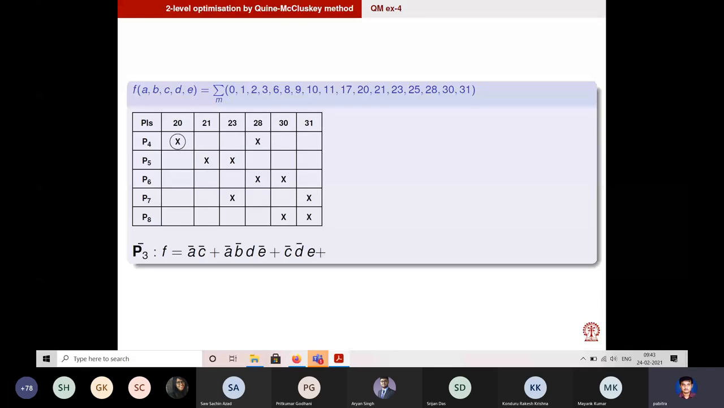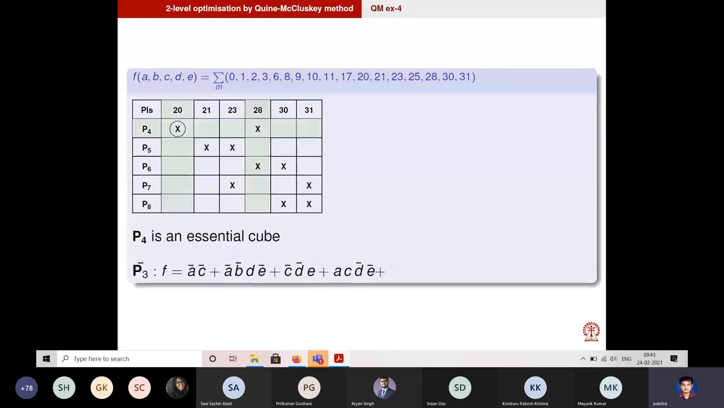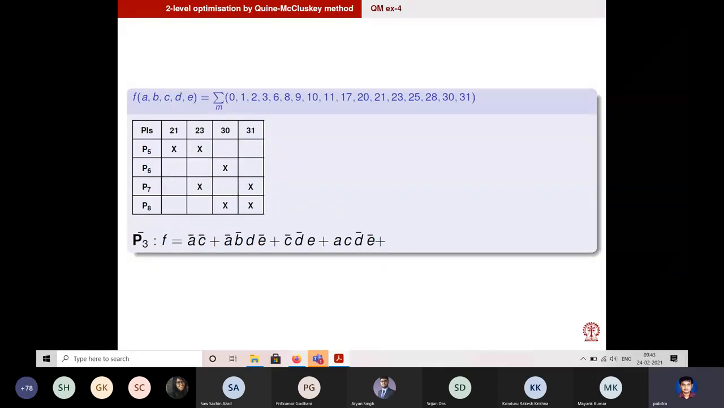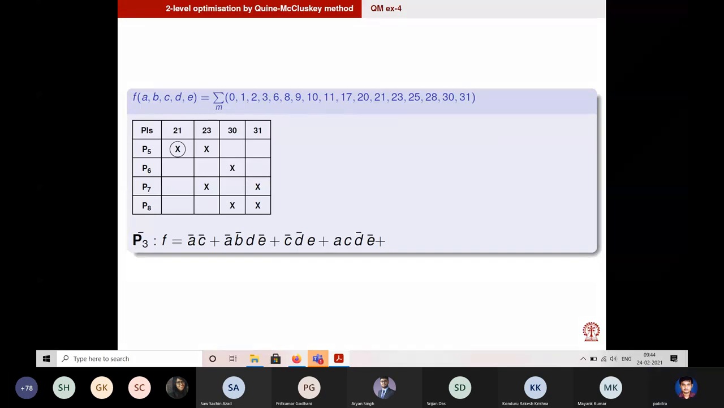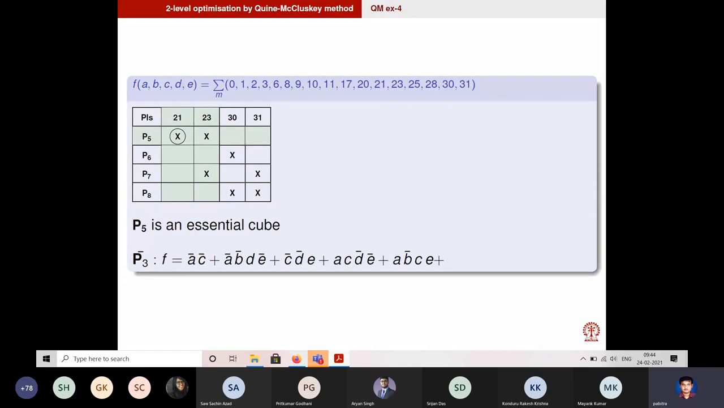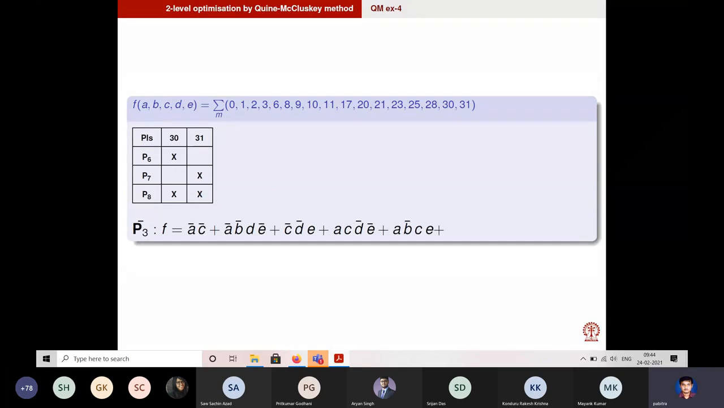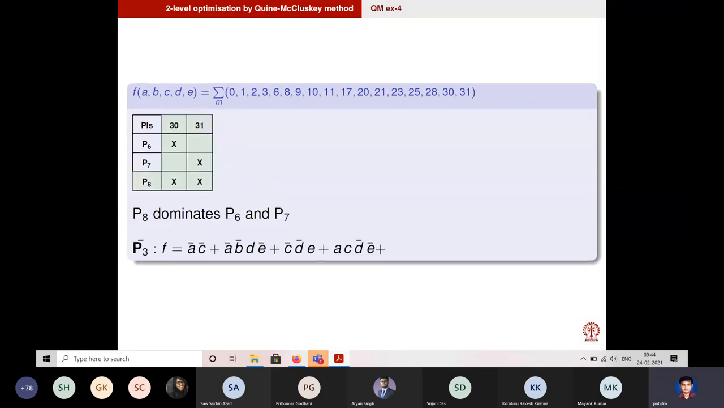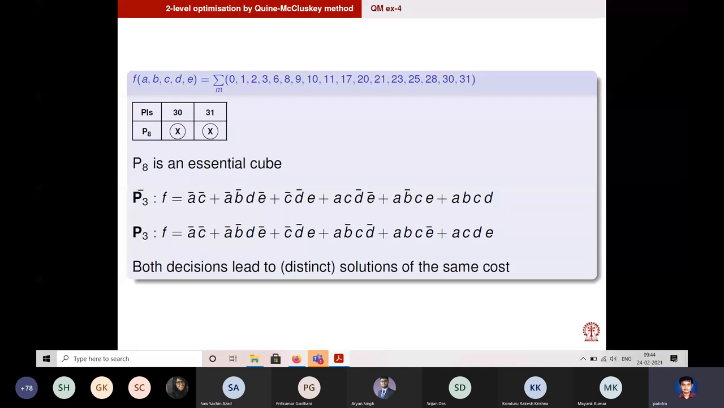Now this is a prime implicant. Then I remove this as an essential prime implicant. I get this as an essential prime implicant. Then I remove that. Similarly, I get this. This is a dominating. P6 dominates P7. So I get this. And P8 is an essential cube.